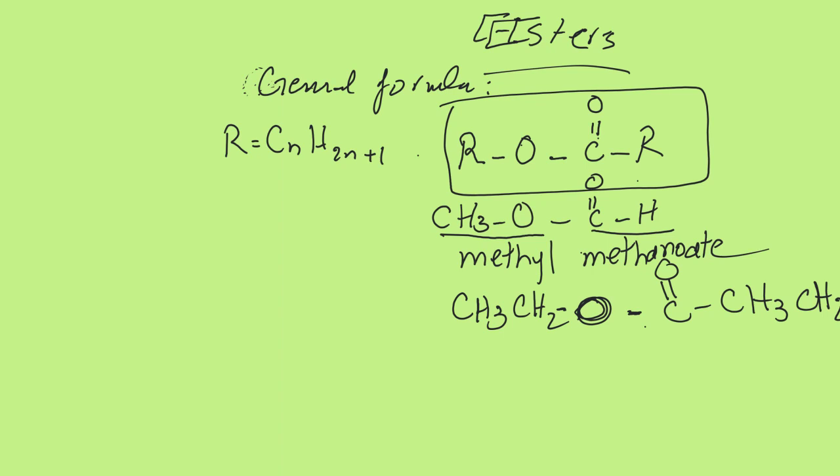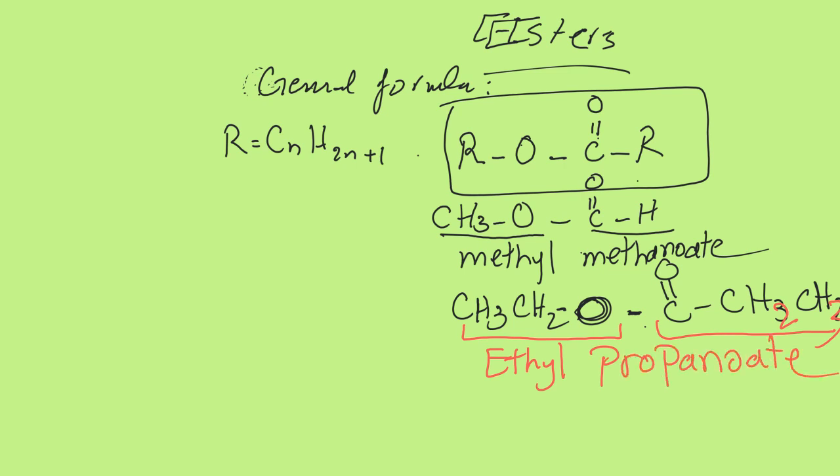How can we give a name to this molecule? The alcohol part has 2 carbons, so it will be an ethyl. Sorry, I made a mistake here, it is CH2, CH3. And the acid part has 3 carbons, so it's propanoic, and the name will be propanoate. So ethyl propanoate.